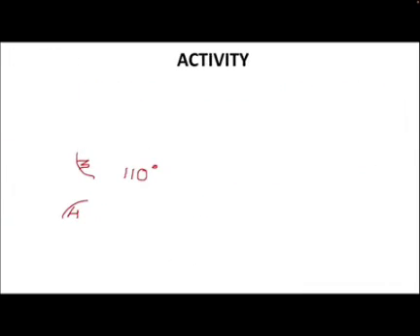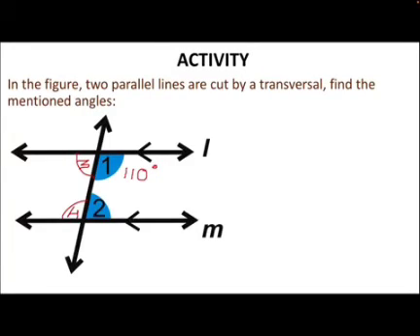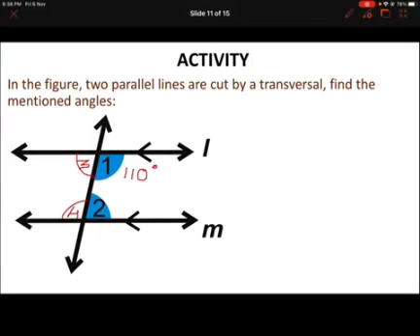Okay, children? Now, let's see what the activity is. In the figure, two parallel lines are cut by a transversal. Find the mentioned angles. Just now we learned that co-interior angles are supplementary. What does it mean? If angle 1 is 110 degrees, then can you tell me what is angle 2?